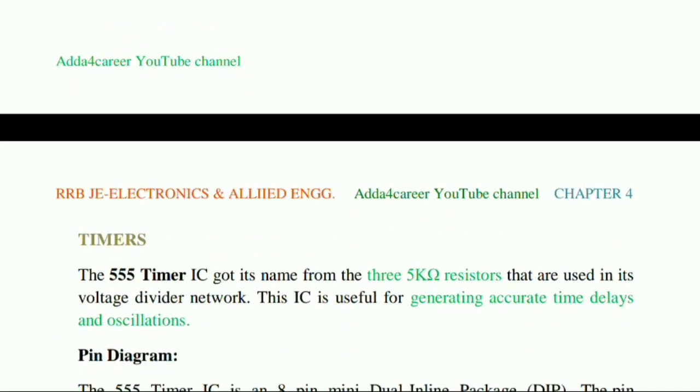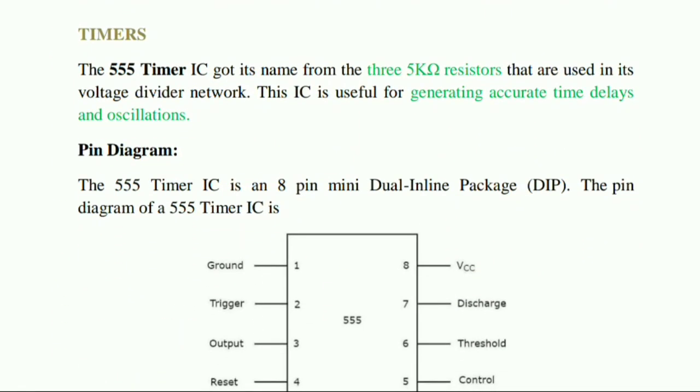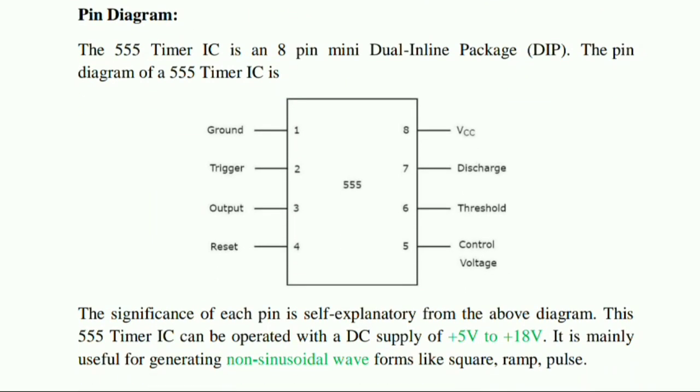Now coming to our topic, timer. Here we are going to discuss the 555 timer, which uses three 5 kilo ohm resistors for the voltage divider network. Mainly we use this IC for generating accurate time delays and oscillations, a timer which generates accurate time delay and provides oscillation signals continuously. The pin diagram of this 555 timer is this one.